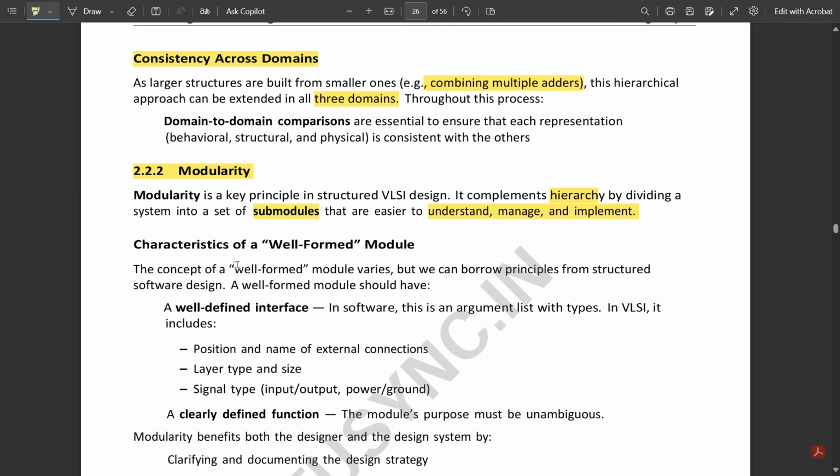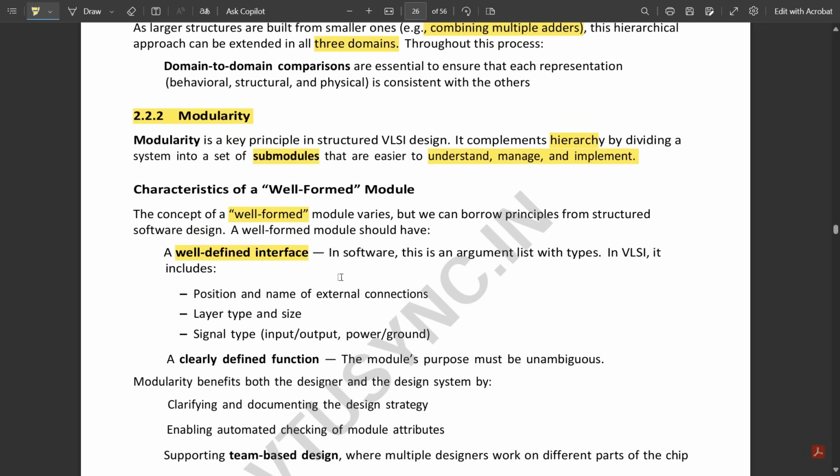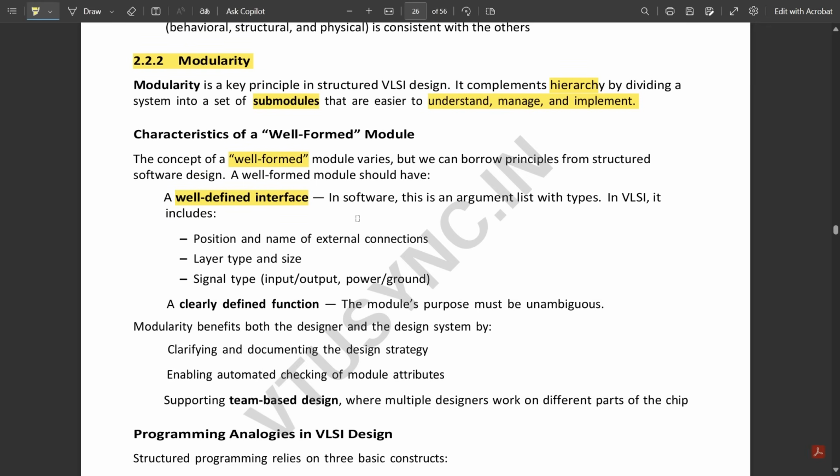The concept of a well-formed module varies, but we can borrow principles from structured software design. A well-formed module should have a well-defined interface. A well-defined interface means, in software, an argument list with types. Interfacing should cover the position and name of external connections, layer type and size, and signal type. So this is the complete definition of the interfacing which takes place within the design part.